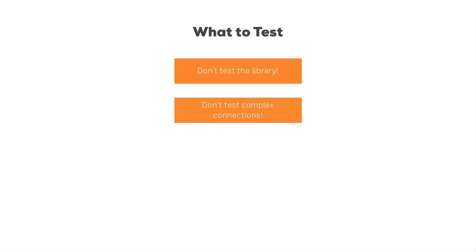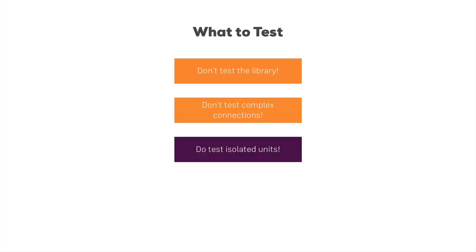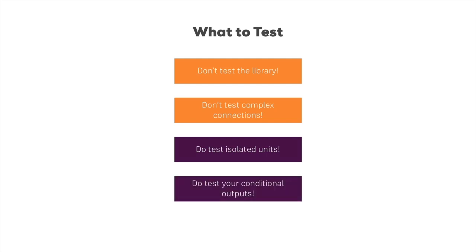What are you going to test then? Typical examples are isolated units. You want to test that reducer function you created. You want to test that component function you created. You also want to test conditional output. If your component has a property which leads to something being rendered, if that property is true, then you want to test if this really happens.